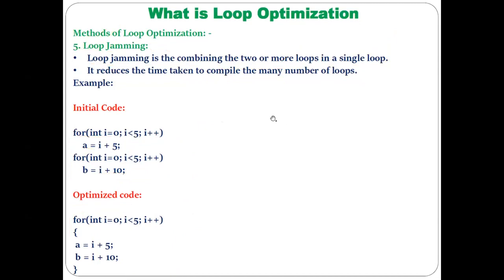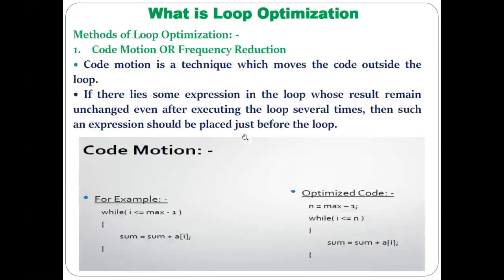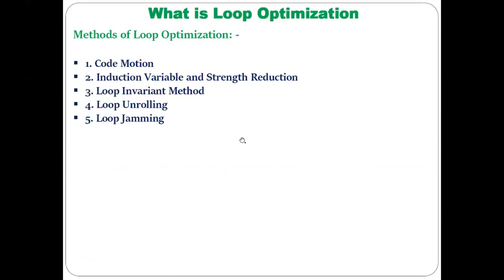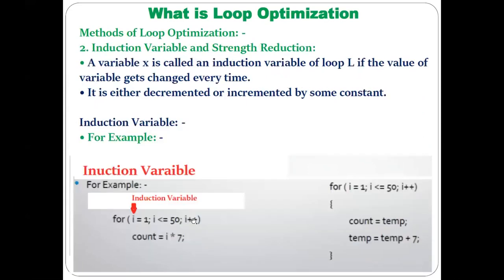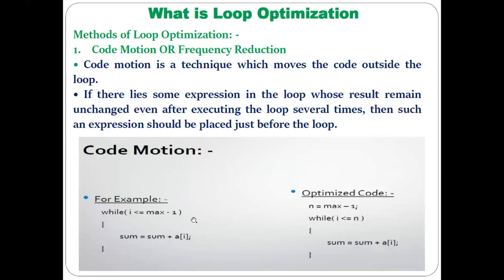Okay. So I hope all of you understood all these techniques related to loop optimization. As you can see, first we saw the code motion or frequency reduction, where we move certain code outside the loop, if its result is going to remain unchanged even if it is outside the loop or inside the loop. Such code we move outside the loop.